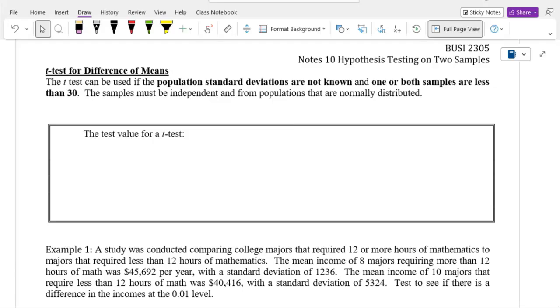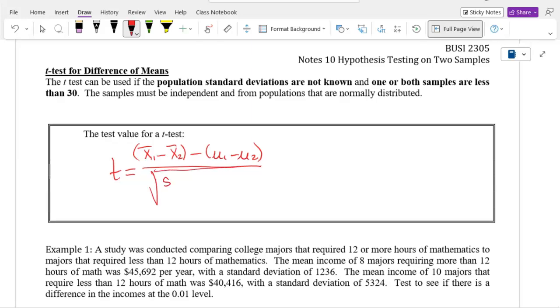The formula that we're going to be using here is t equals, and it looks the same, except that our standard deviations now are sample standard deviations. And we'll be using it exactly the same way. I do want to mark up our formula like we do every time we introduce one.